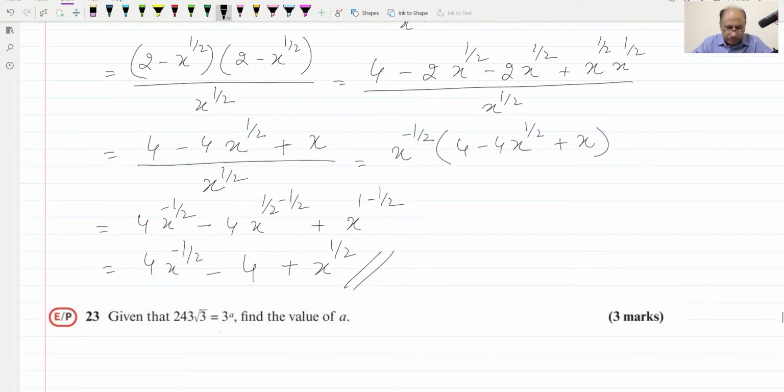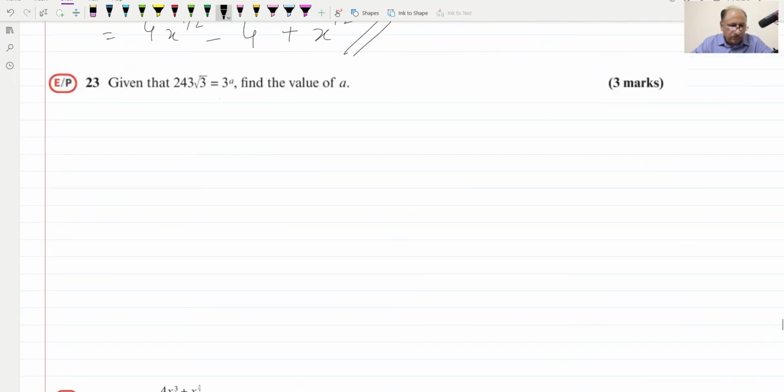Hopefully you understood this. Now we can move to question number 23, and question 23 says, this is an exam practice question, given that this is equal to this, find the value of a. So we can rewrite 243 under root 3 as what?